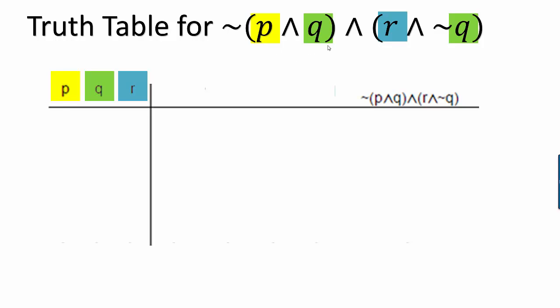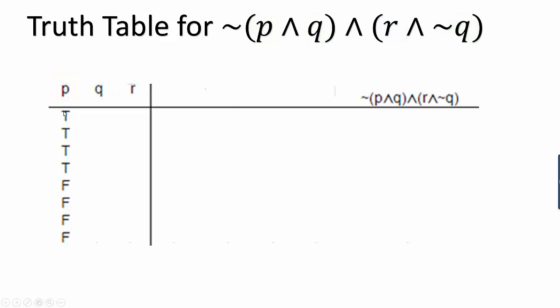So for example, P, Q, and R in this case. We don't have to say Q twice. It's the same statement in our component statements. And what we're going to do is list P, Q, and R as our components. We're going to list all the possible scenarios of true or false for these three components.